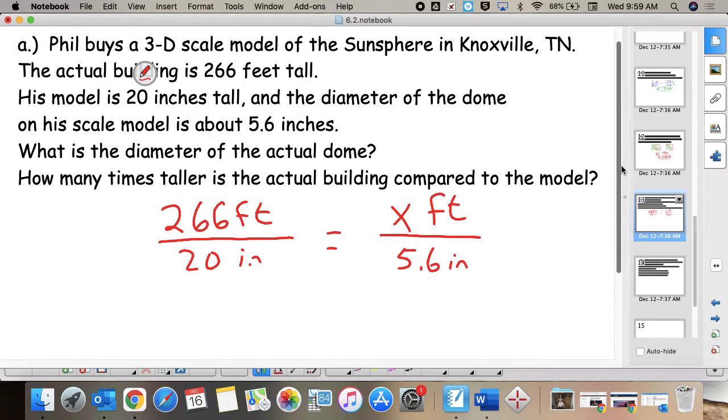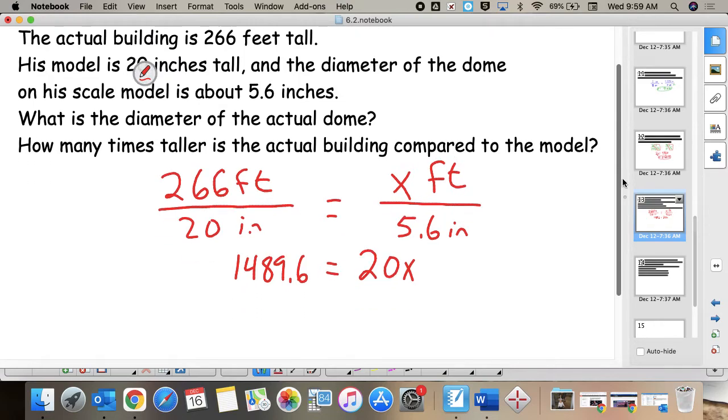266 times 5.6 gives me 1,489.6. 20 times X is exactly that, 20X. Divide both sides by 20, we get 74.48. So that is the length of our actual dome, or the diameter of the dome. It's 74.48 feet.